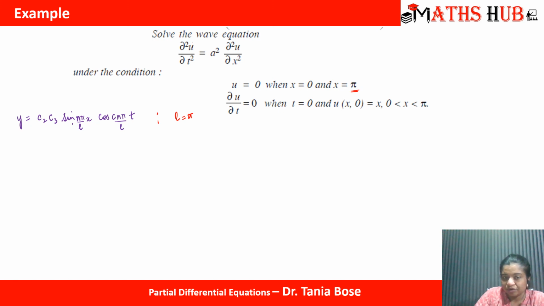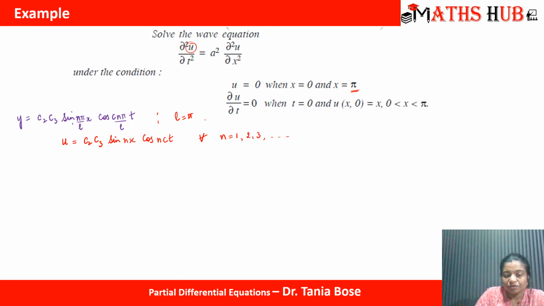The next change, you can see that the displacement is no longer Y, but it is U. So how will you write the solution? U is equal to C2 into C3 sine, put L equal to pi, so pi and pi cancel, we will get sine nx into cos, L and pi cancel, so we get nct. Okay. So now here you can see that the solution is trivially true for all values of n. N ranges from 1, 2, 3, and so on.